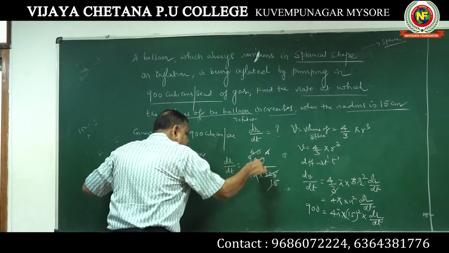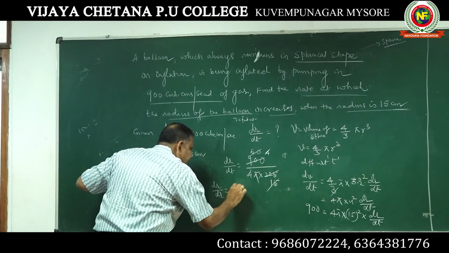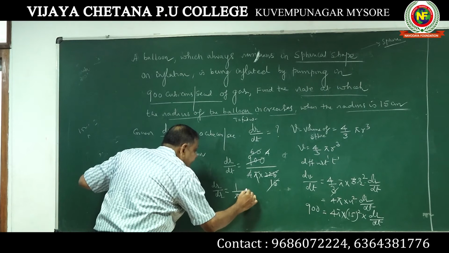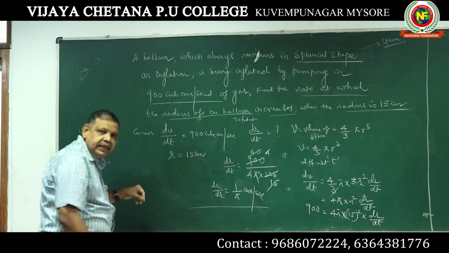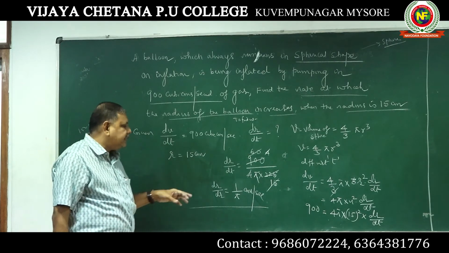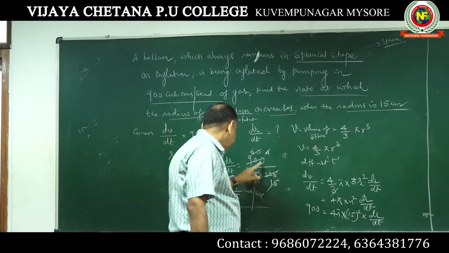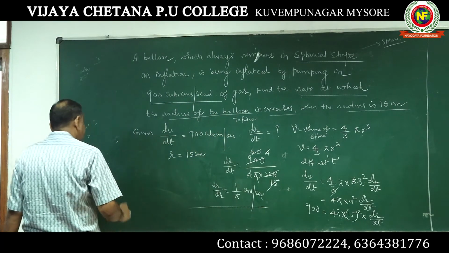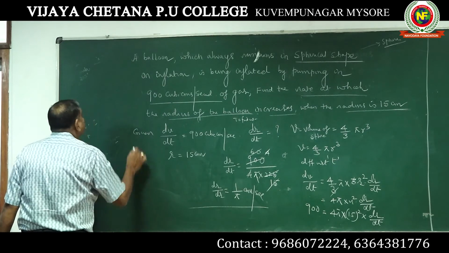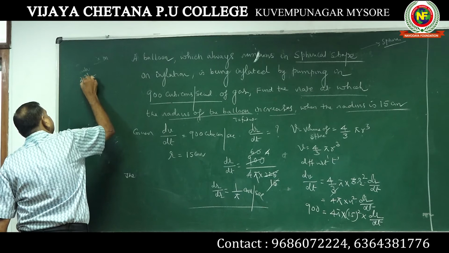So 4 also cancels. So dr by dt is 1 by pi centimeter per second. This is very important. It is dr by dt is 1 by pi centimeter per second. Understood? 225, 4 also cancels. You can say that it is a very important problem. This also you can expect this year, 2020, 21 also you can expect.